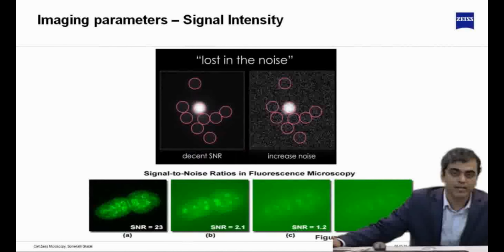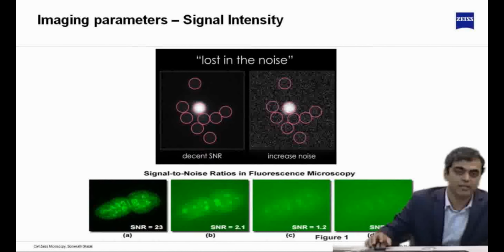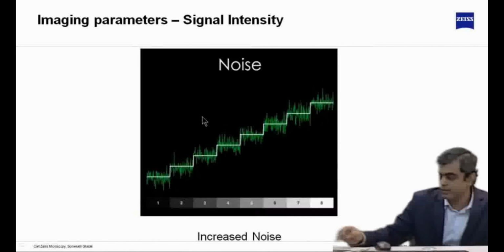So a quick example, if we see both the images, the first and the second one, in the first case there is a decent signal to noise ratio, and that is why we can make out the difference in this also. So the beads are also visible in this area.